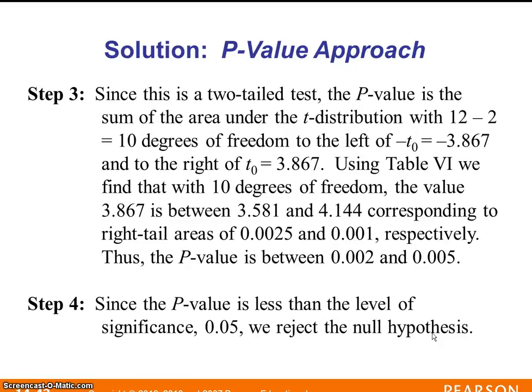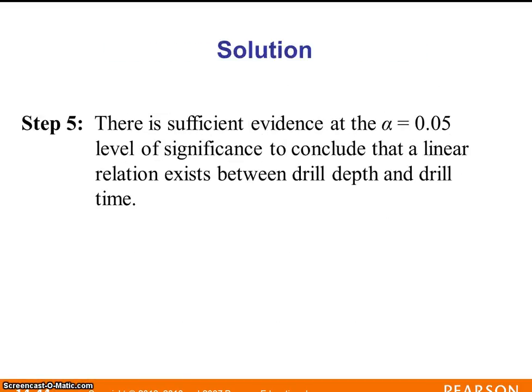And then don't forget again to state the conclusion. So there is sufficient evidence at the alpha equals 0.05 level of significance to conclude that a linear relation does exist between drill depth and drill time. So that's one example there. Hopefully that'll give you an idea of what to do.